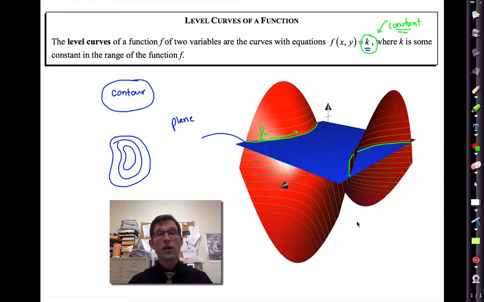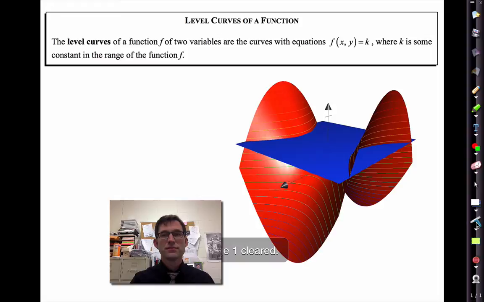All right, I'm going to clear all this out, and then we're going to start to analyze some functions using level curves, okay? Here it goes. All right, moving to the next problem.